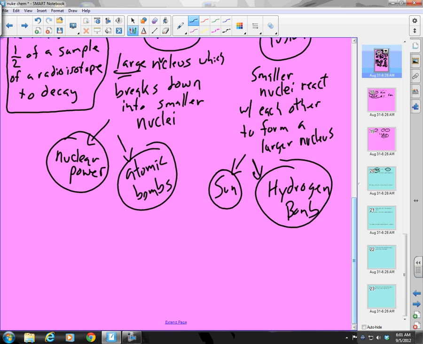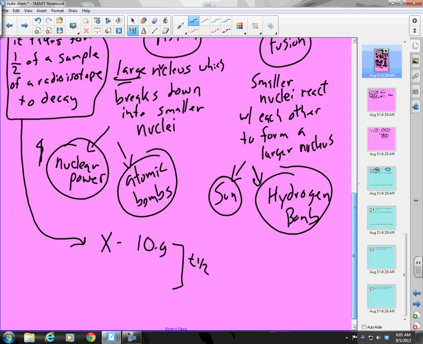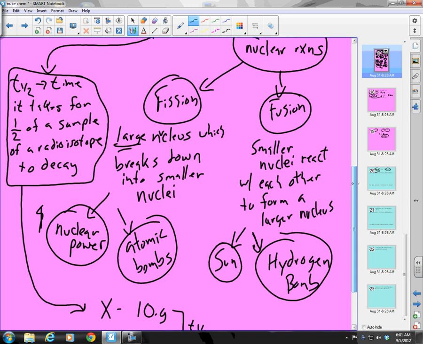Now, let's think about some problems that I could do with this. Let's say, I'm just going to make up some numbers. Let's say I have a radioisotope X, and I have 10 grams of that. What happens in a half-life? Well, let's say 1 half-life. Here it is. There's 1 half-life. What happens in 1 half-life? Well, a half-life is what? The time it takes for half of the sample to decay.